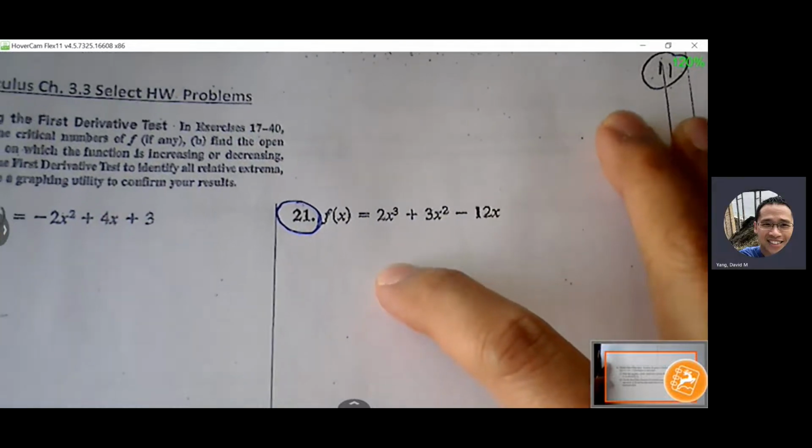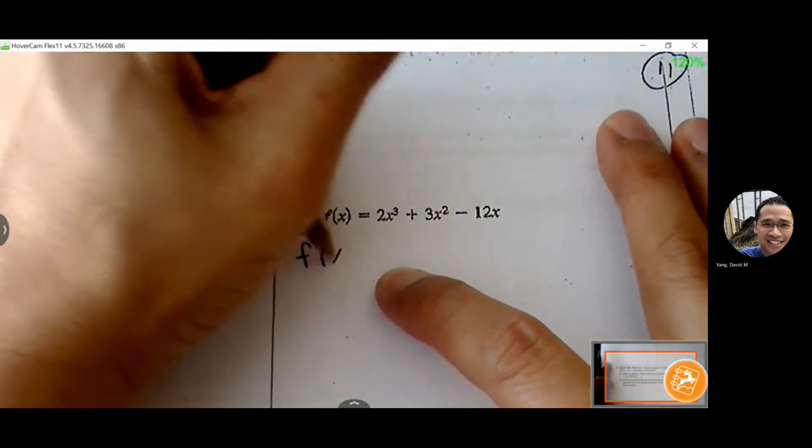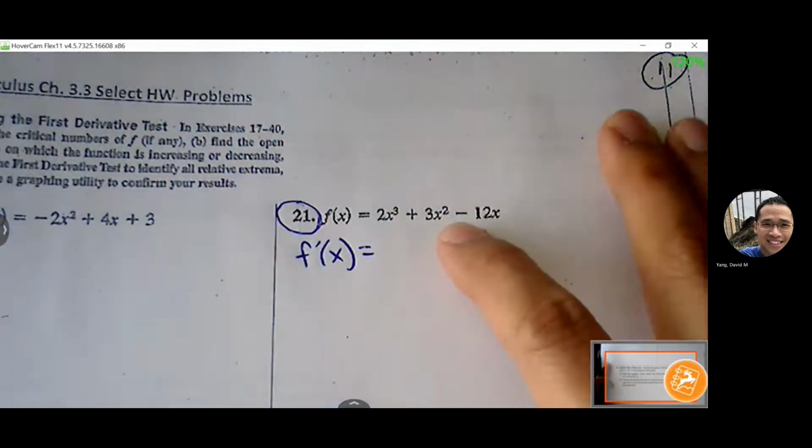Okay, so first things first, we're going to find f prime. Go through power rule.